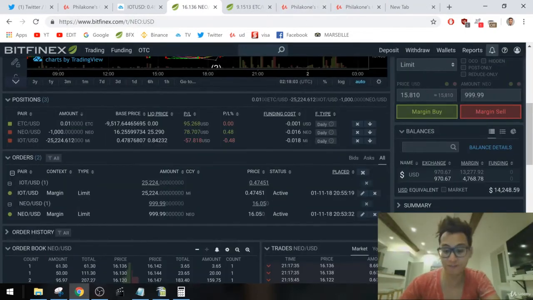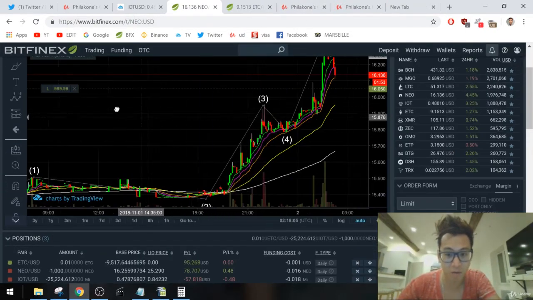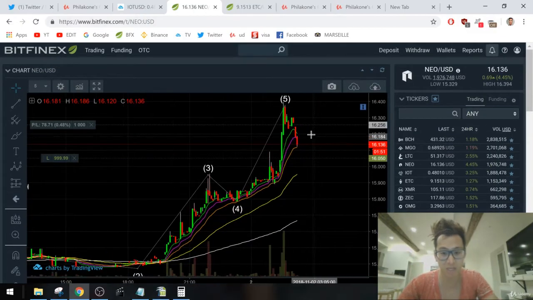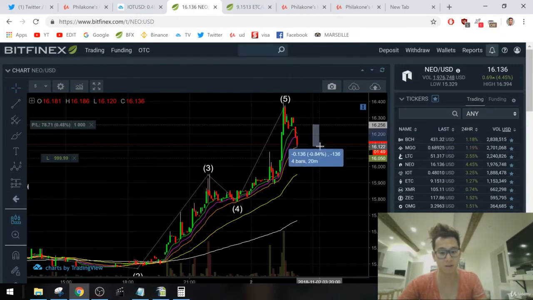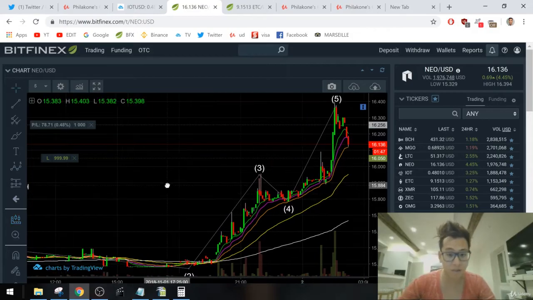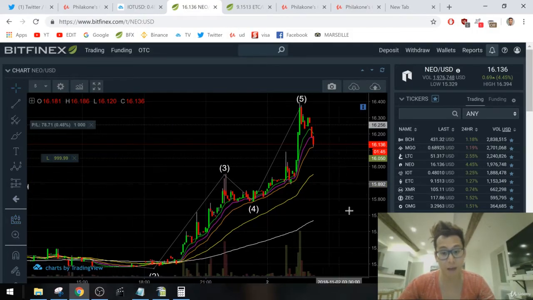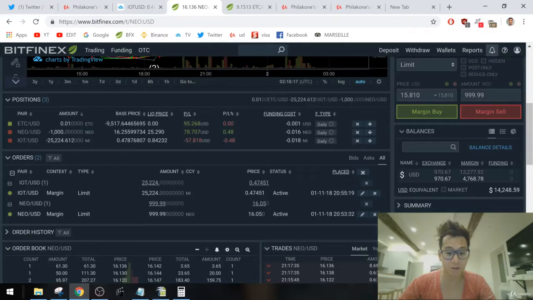Cool, guys. Proof in the pudding, right? Check that out, how this ended up breaking down already. Broke down already 0.84%, guys. Not bad, right? There you go.